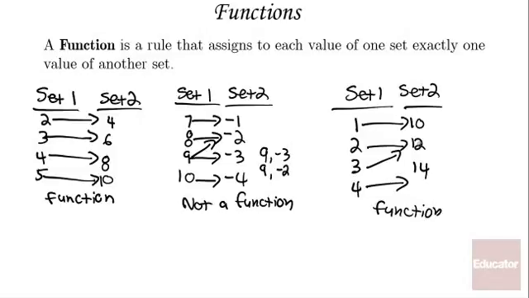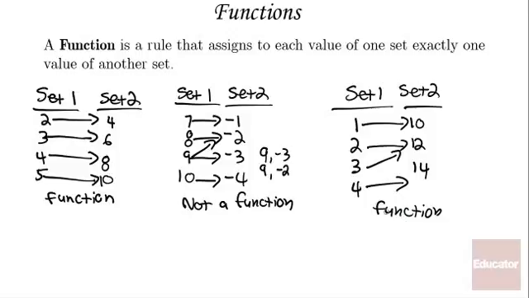These share a value, 2 and 3 share a value from set 2. But what I'm looking at is, is each member of the first set assigned to only one member of the second set? And yes, 1 is only assigned to 10, 2 is only assigned to 12, 3 is only assigned to 12, and 4 is only assigned to 14. Therefore, this is also a function.